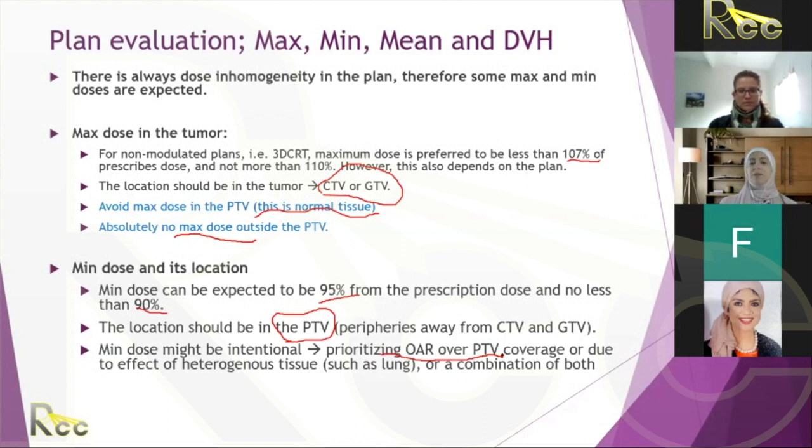And sometimes the lower doses of the PTV comes from the location of the tumor, let's say in the lung. So the lung is low-density tissue. And hence, you have a little bit of less coverage in the peripheral sides. Of course, you can always increase the coverage, and we'll come to that in the next session, hopefully, in the next 1 hour or so, or less than 1 hour.